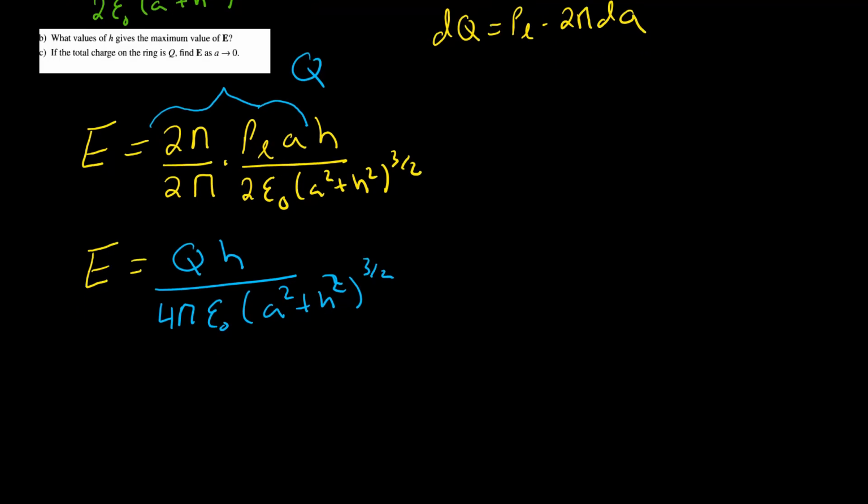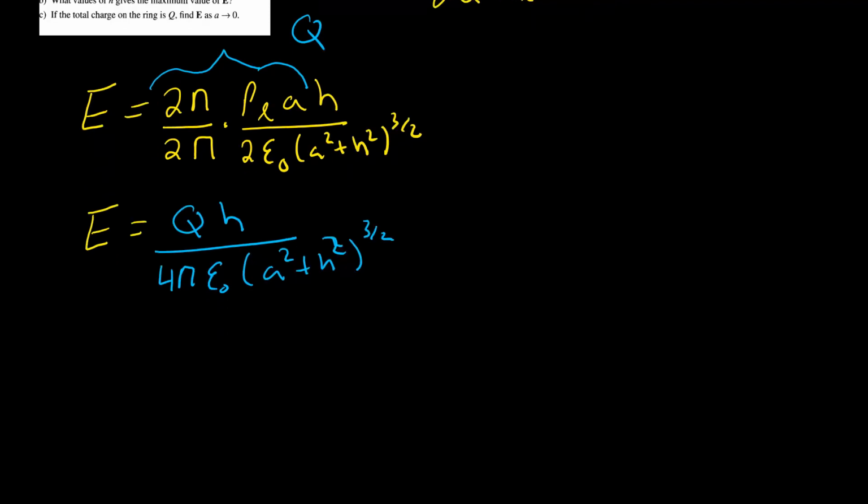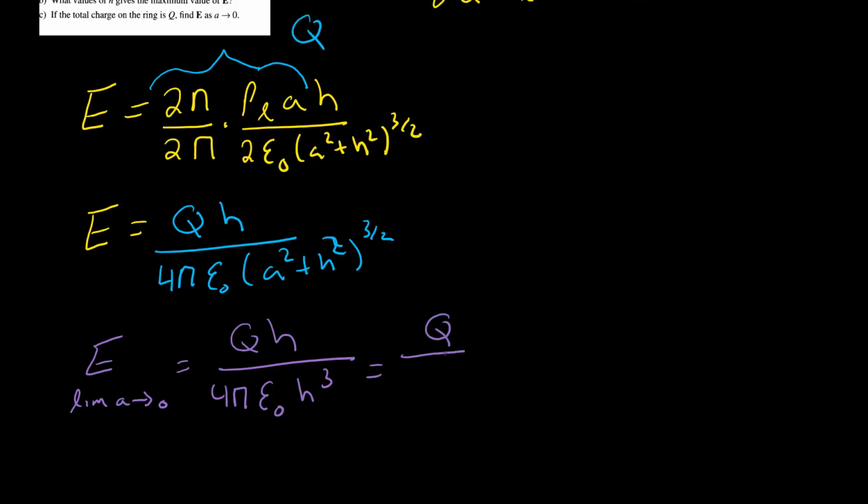So now I want to find E, the limit as a approaches 0. It's going to equal Q h over 4 pi epsilon naught. a is going to be 0, so it's going to be h squared to the 3 over 2, so it's just going to be h cubed, which equals Q over 4 pi epsilon 0 h squared.